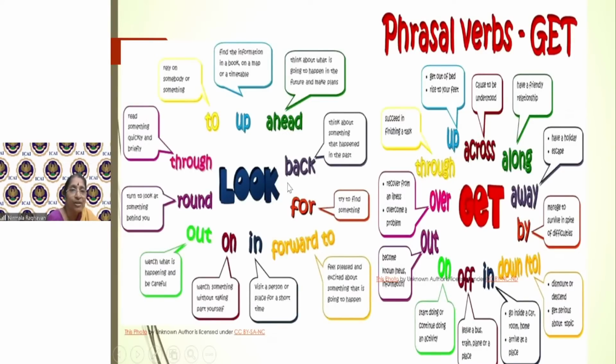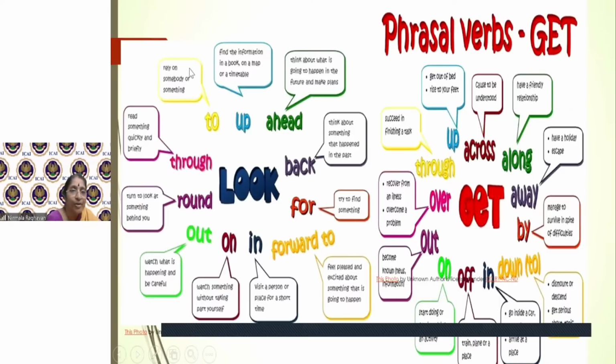Okay. Now look at the example of phrasal verbs. Look at look. Look to. The meaning is given in the bubble. Look to. Look up. Look ahead. Look back. Look for. Look forward to. Look in. So look is the verb. It joins the preposition to give you a totally new word. Look on. Look out. Look round.